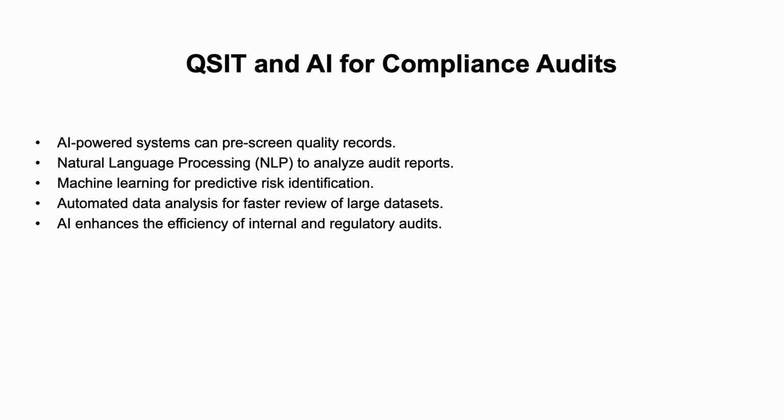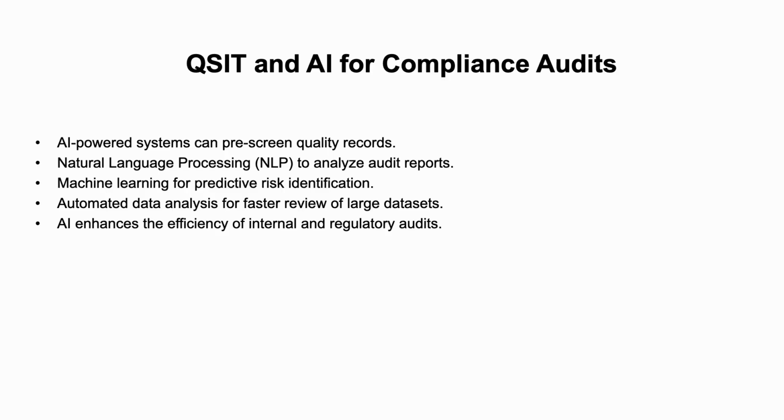CAPA records, identifying trends and patterns that might be difficult for a human investigator to spot. This can help manufacturers identify systemic problems before a regulatory inspection even occurs. Furthermore, machine learning algorithms can be trained on historical inspection data to predict which areas of a quality system are most likely to have deficiencies, allowing companies to focus their internal audit efforts on high-risk areas. This predictive risk identification is a powerful tool for proactive compliance.